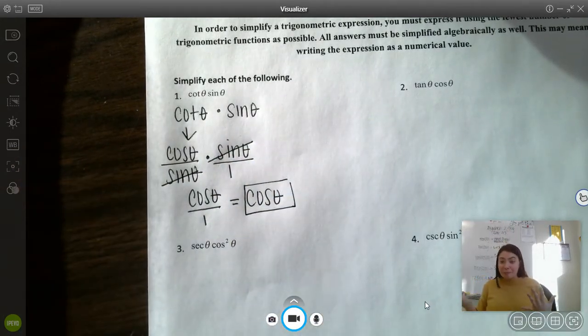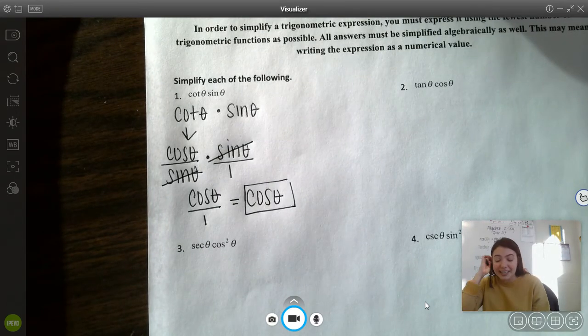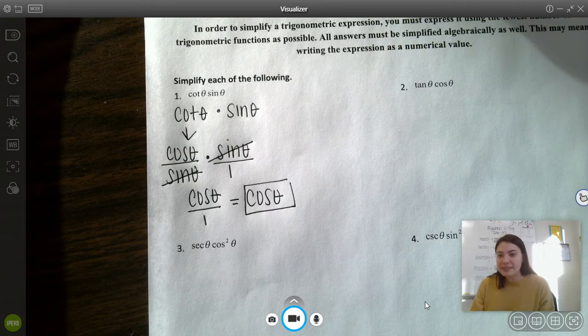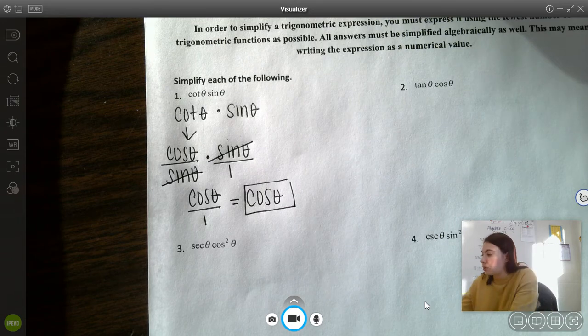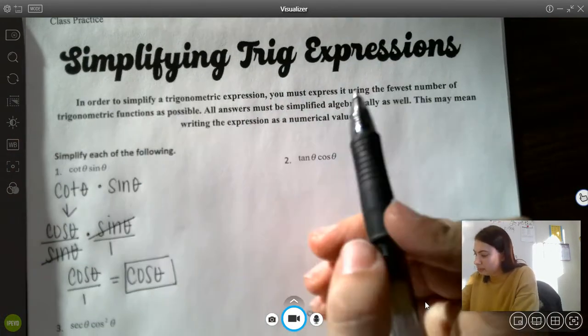If you think about it, that is as simplified as it can get. Cosine is one of the original 3 trig functions. So that's it. It's just a singular cosine. As you can see, our objective here is to always break apart this expression and knock it down a little bit. So let's take a look at number 2.